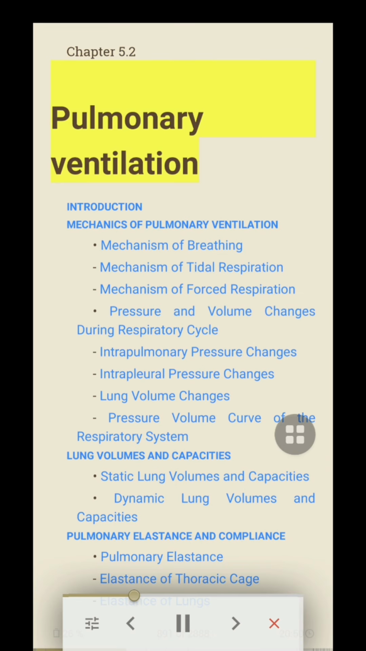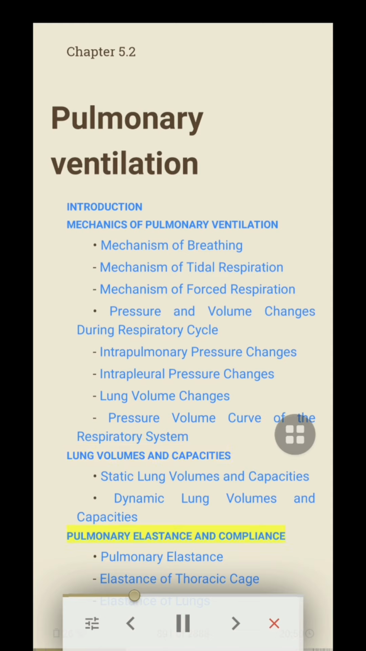Chapter 5.2. Pulmonary ventilation. Introduction. Mechanics of pulmonary ventilation. Mechanism of breathing. Mechanism of tidal respiration. Mechanism of forced respiration. Pressure and volume changes during respiratory cycle. Intrapulmonary pressure changes. Intrapleural pressure changes. Lung volume changes. Pressure-volume curve of the respiratory system. Lung volumes and capacities. Static lung volumes and capacities.